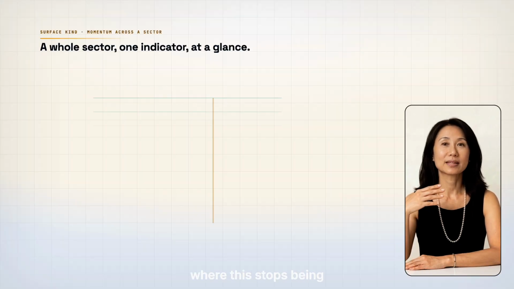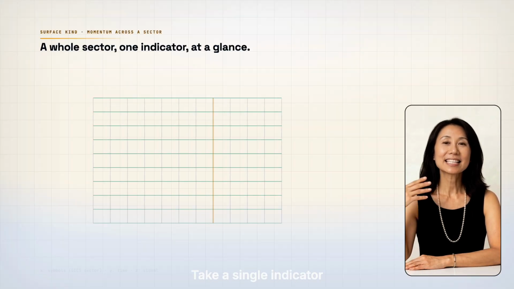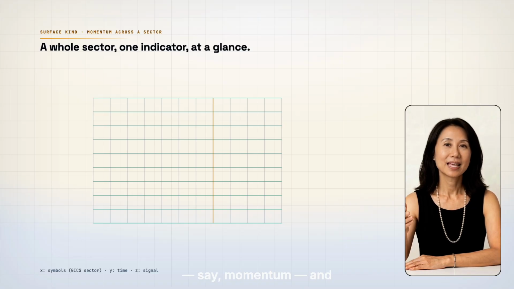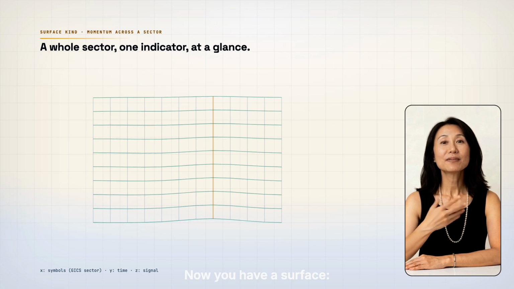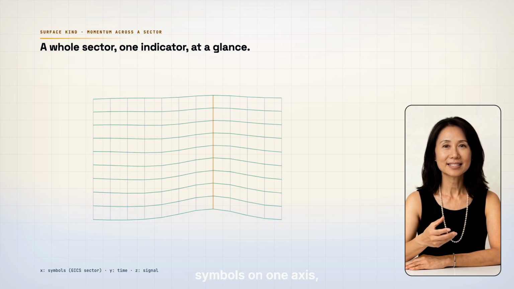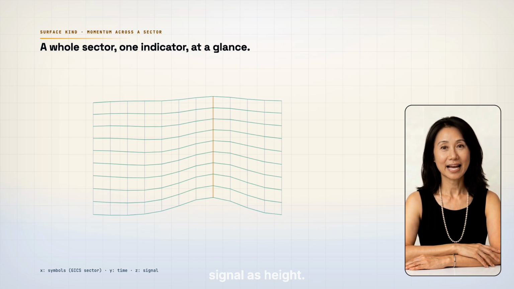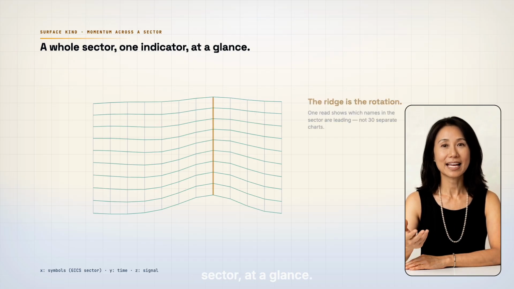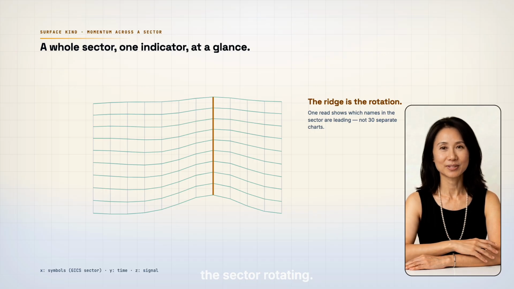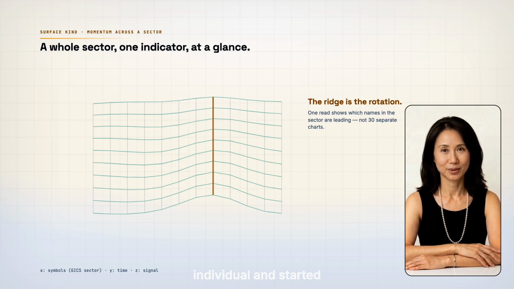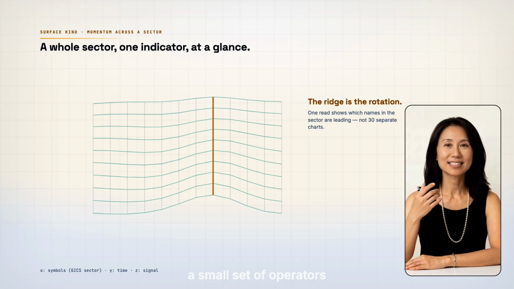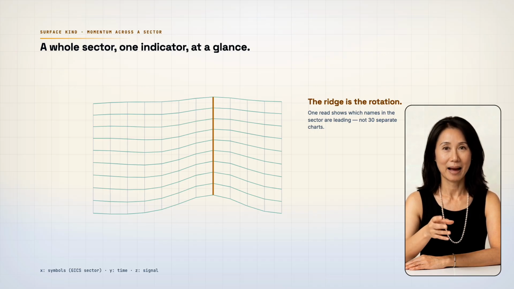The surface kind is where this stops being about one chart. Take a single indicator, say momentum, and compute it across every symbol in a sector, over time. Now you have a surface, symbols on one axis, time on the other, the signal as height. One indicator, a whole sector, at a glance. The ridge that runs across the surface is the sector rotating. That's a question worth asking, and you can only ask it once you've stopped treating each indicator as a precious individual and started treating the catalog as a small set of operators you can point at any basket.